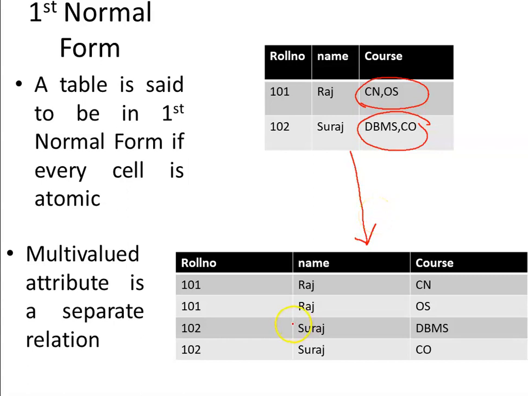So what we do is we get this table into the first normal form. So 101, that is Raj, has opted for computer networks and has opted for operating system. 102, that is Suresh, has opted for DBMS and computer organization. So these values are now atomic over here. Now these values cannot be further divided, because computer network is one subject, OS is one subject, DBMS is one subject, computer organization is one subject.